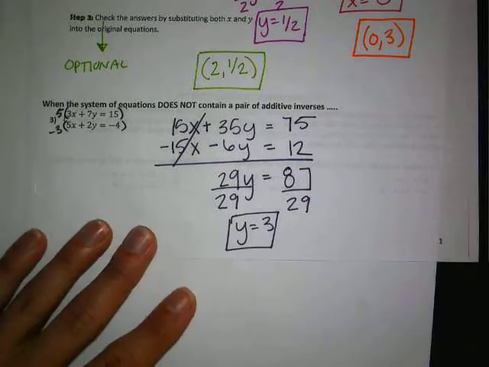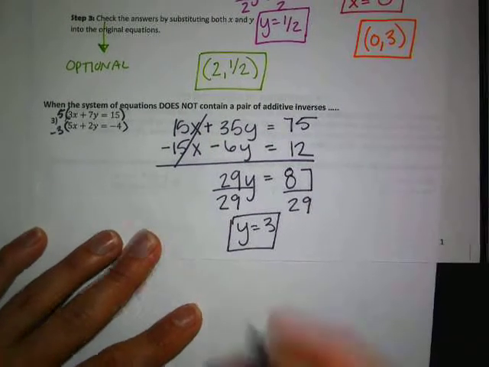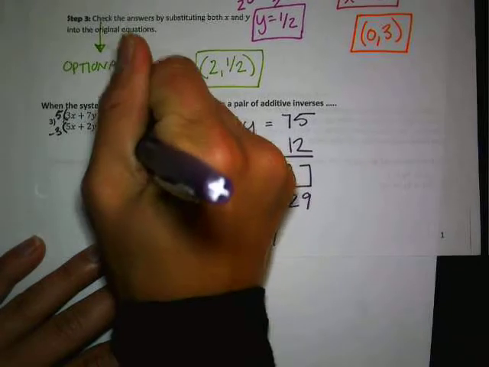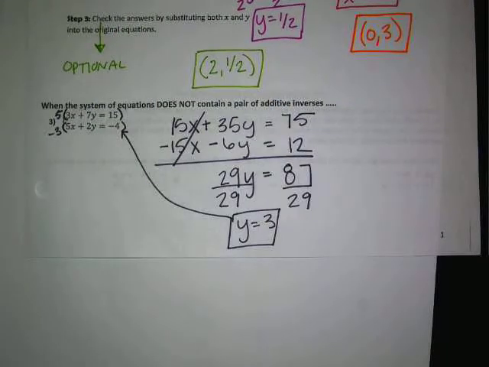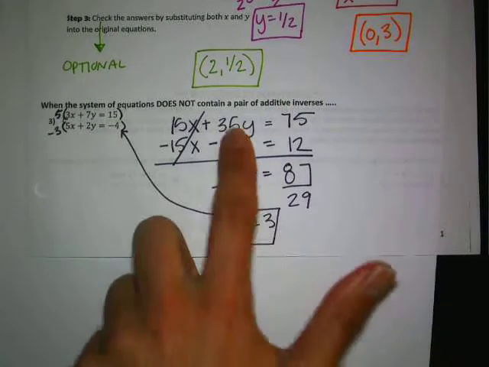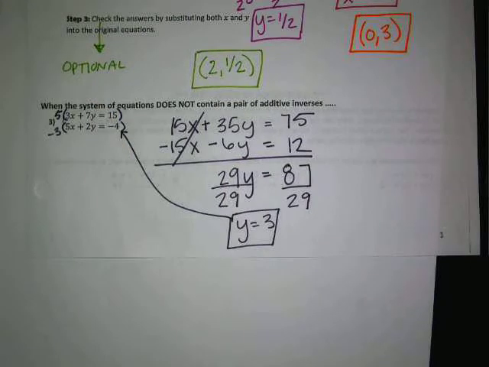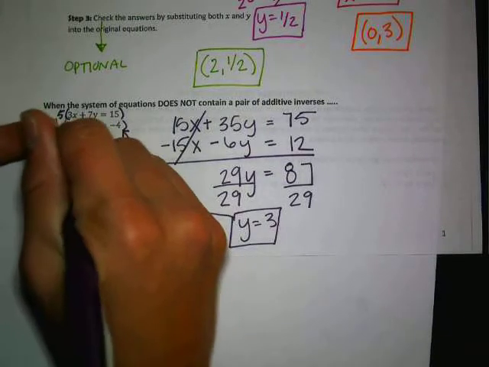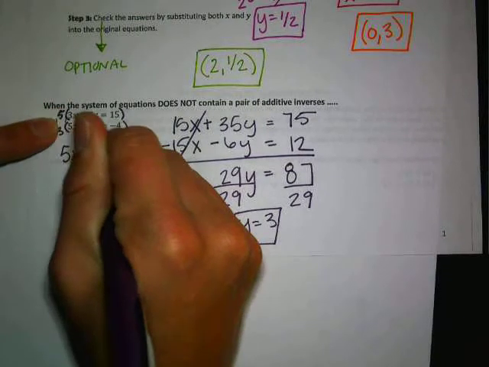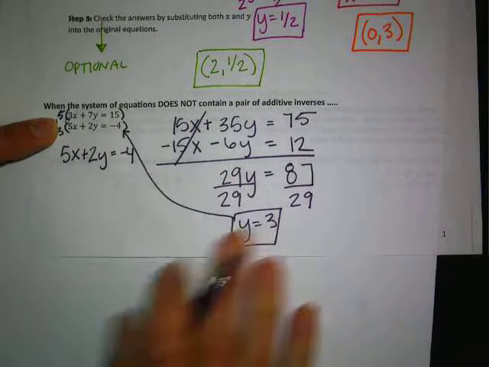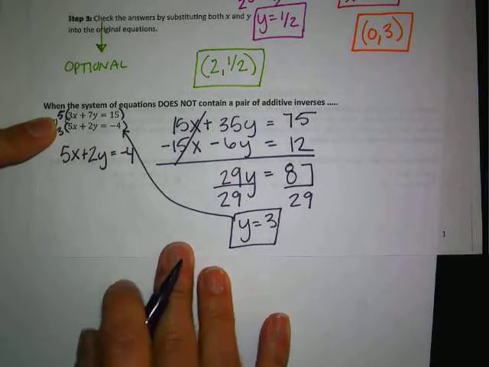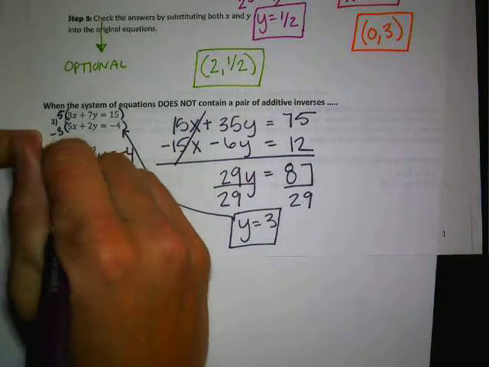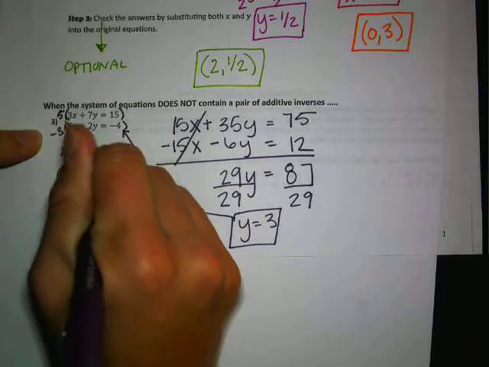All right, once you get your y, you can plug it into any one of your equations. You can plug it into one of these or one of these. I would choose the equation that has the smallest numbers, though. So I'm going to plug it into the bottom one. So I'm going to plug it in 5x plus 2y equals negative 4. And I'm plugging in 3 for y.